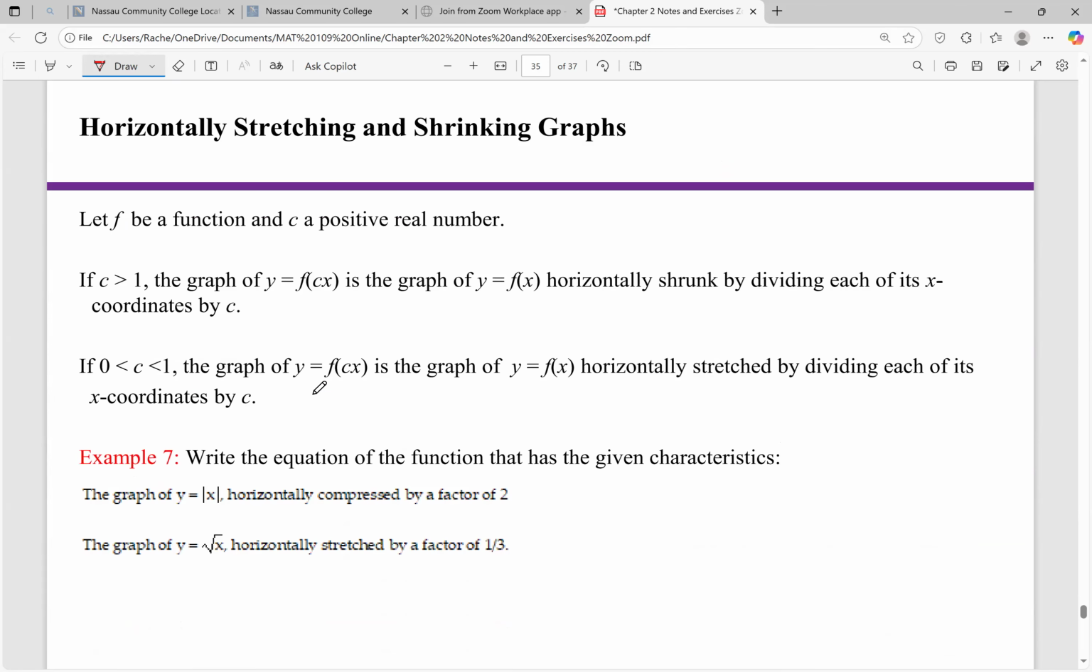We can also horizontally stretch and compress or shrink a graph. But horizontally, that's going to affect the x values. So if we multiply x by a factor of c and c is greater than 1, that's going to horizontally shrink the graph by dividing each of its x coordinates by c. And if c is between 0 and 1, and we multiply c by x, that's going to be the graph of f of x horizontally stretched by dividing each of its x coordinates by c.